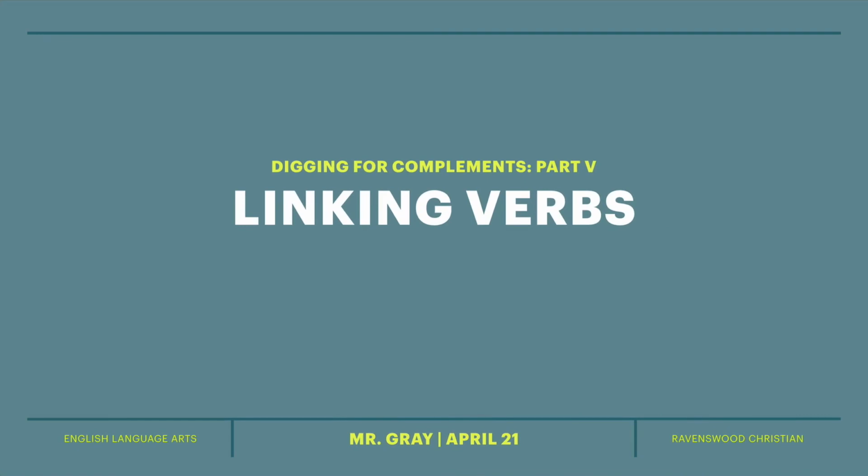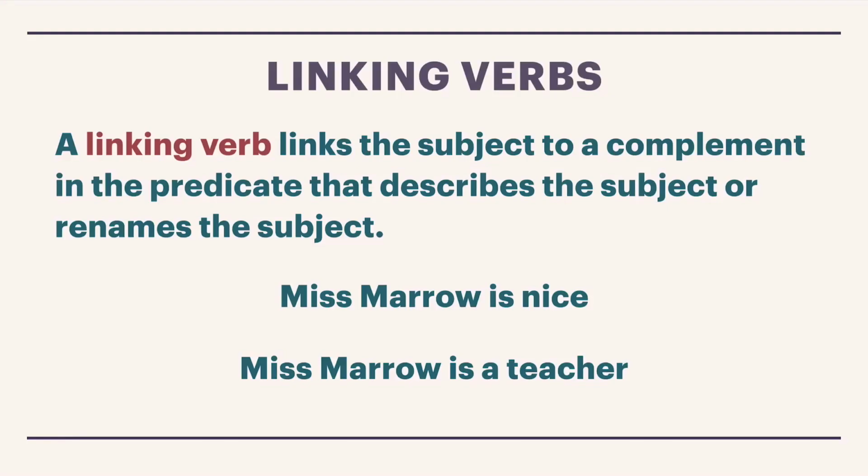As we get into today's lesson, Digging for Complements Part 5, we'll be looking at linking verbs, found on page 23 in your folder this week. Now that we know that verbs show action or state of being, and that they sometimes help other verbs, we are ready to learn the fourth thing that verbs can do. Verbs can also link the subject to a complement in the predicate part of the sentence. A verb which does this is called a linking verb. That's what we're looking at today.